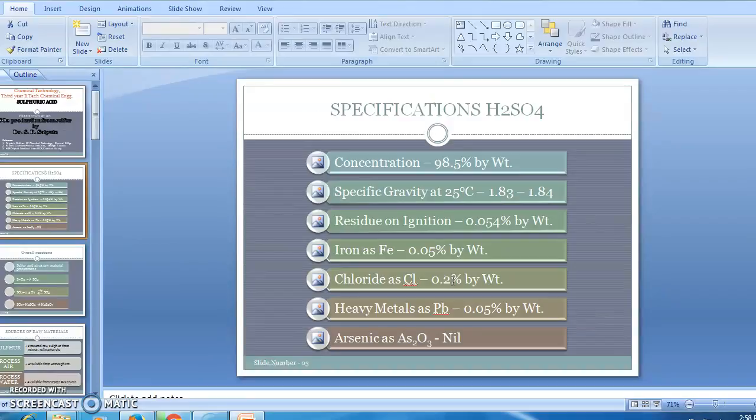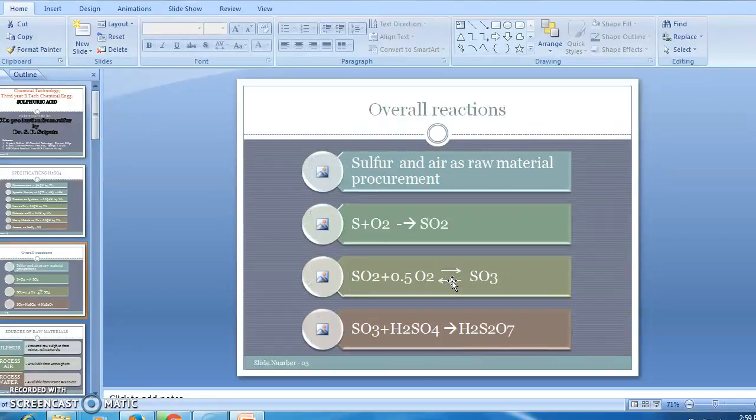Our objective is to finally get a sulfuric acid product which should have a concentration of 98.5%. With increase of technology it has gone to 99.5%. It talks about specific gravity and other things which are required for sulfuric acid. Okay, now let's look at here.